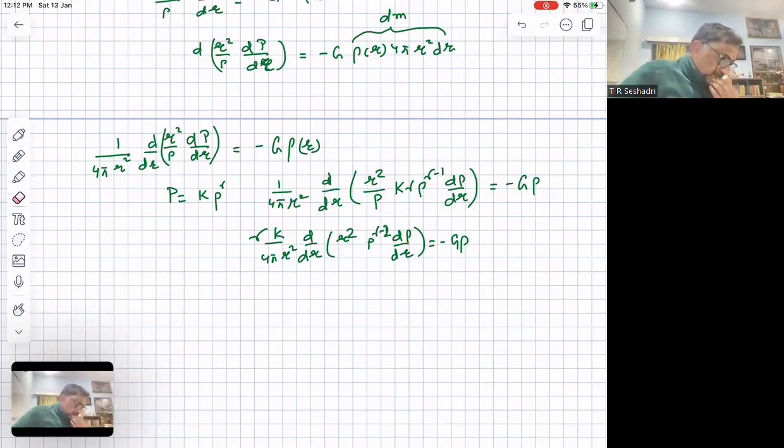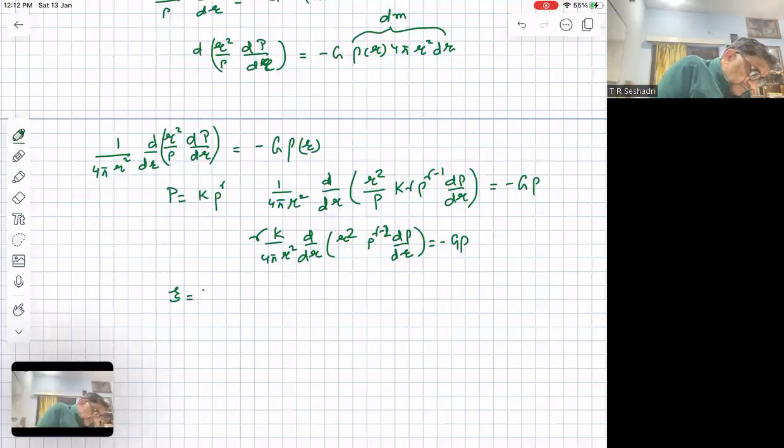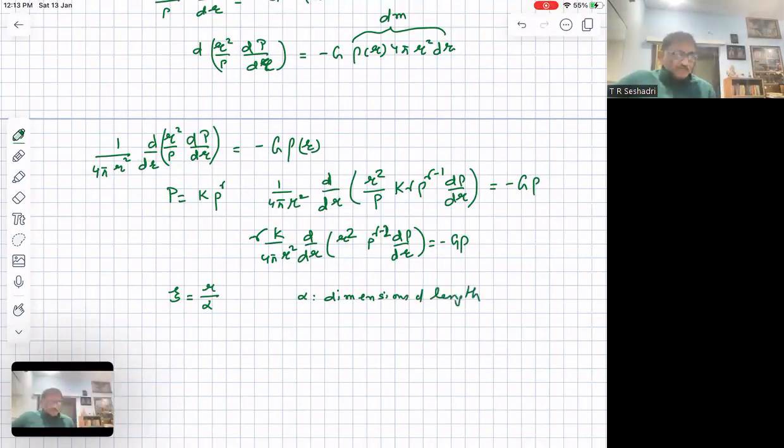Now, what I will do is, let me introduce a new variable, xi, which is a dimensionless variable and is equal to r by alpha. Now, alpha has dimensions of length. You can ask, what is alpha? Right now, I will just keep it as a constant of dimension length. Later, I will choose alpha in order to simplify my equation.